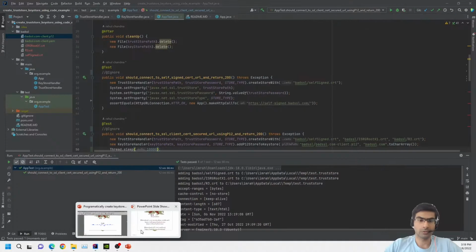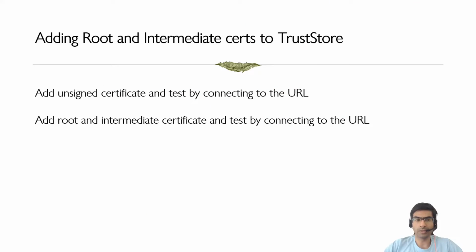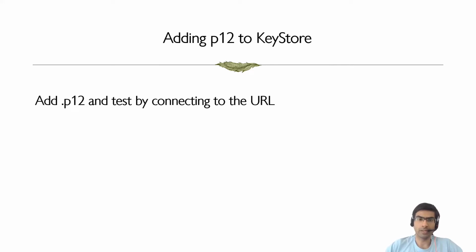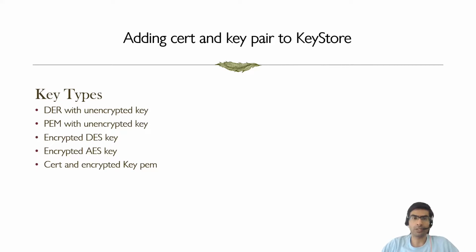So they're gone now. Now we have covered the addition of an unsigned certificate and testing it, then the root and intermediate certificate and testing it. And we have also done the addition of P12 and testing it. Now, let's say you get a cert and a key pair. There are different ways you can deal with this scenario.